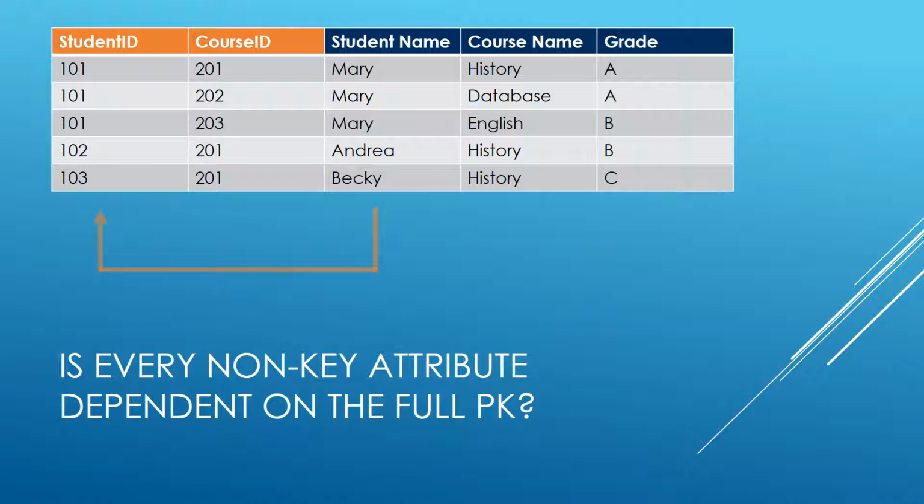Likewise, course name depends on only the course ID. Thus, course ID is the sole determinant for course name. Only grade depends on the full primary key because the grade represents one student's grade for one course. This table design is not in second normal form.